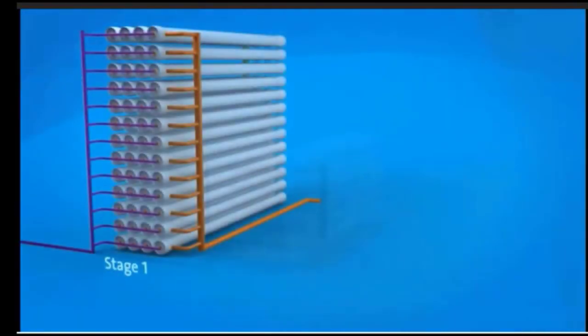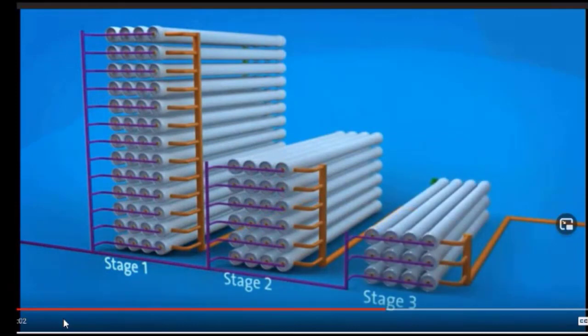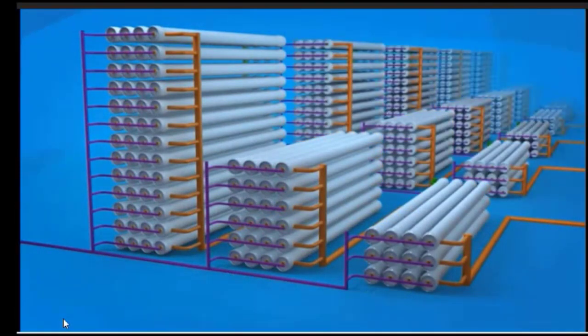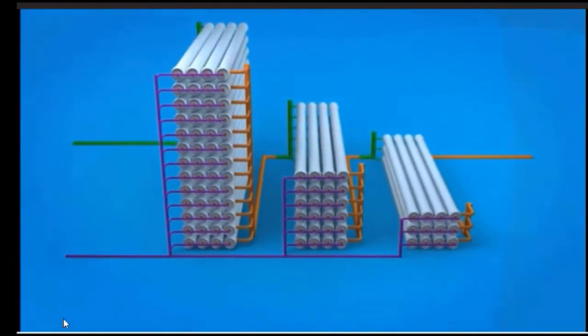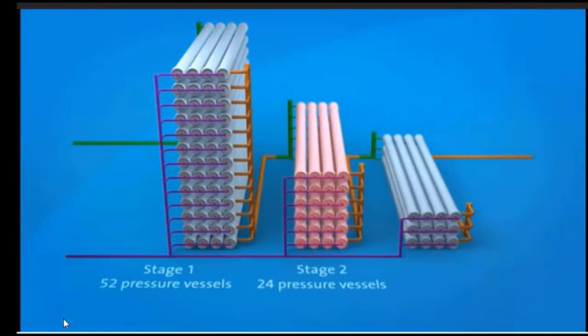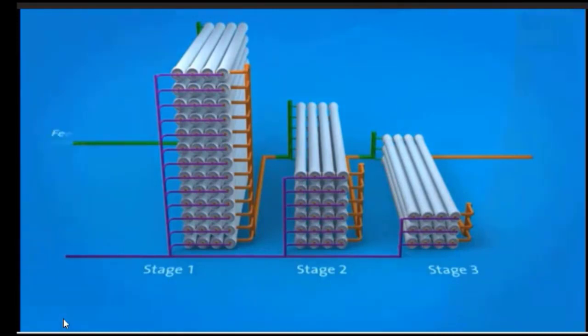At St. Mary's, there are 6 reverse osmosis treatment trains, each with 3 stages. This design produces the highest amount of recycled water with reduced concentrate waste. Stage 1 has 52 pressure vessels, Stage 2 has 24 pressure vessels, and Stage 3 has 12 pressure vessels. 58 million litres of feed water enters the reverse osmosis system on a daily basis.